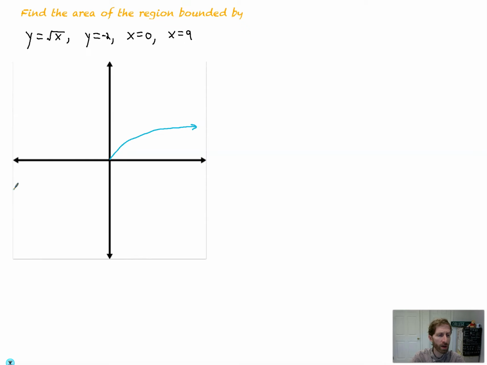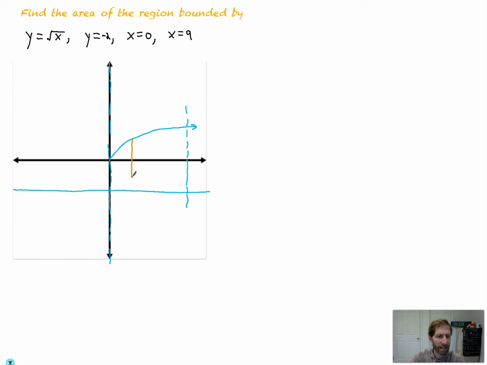Y equals -2 is a horizontal line down here. X equals 0 is a really fancy way of saying, hey, the y-axis. And then x equals 9 is this vertical line right here. So the region that's enclosed by those things is root x, x equals 0, y equals -2, and x equals 9.